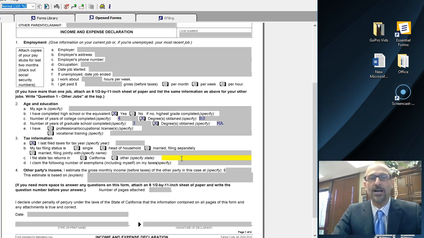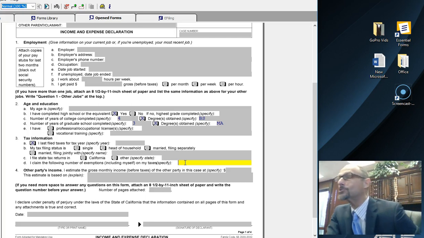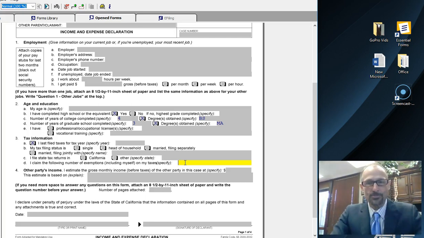D says I claim the following number of exemptions, including yourself, and you're going to mark that to the right. So I don't know what that is. Only you would know what that is. So put that number in to the right.